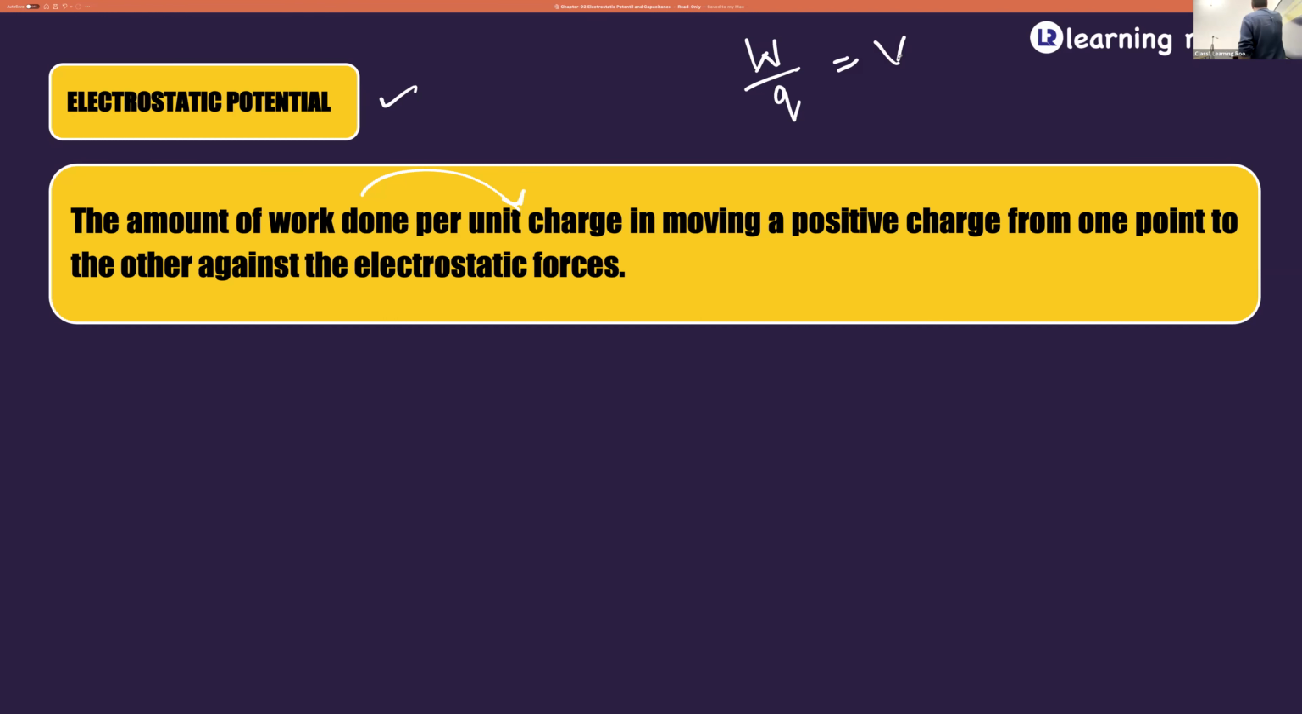Similarly, you have a concept called electrostatic potential. When you need to define electrostatic potential, it is an absolute value. Where is the object moved from? The object is moved from infinity to a point.